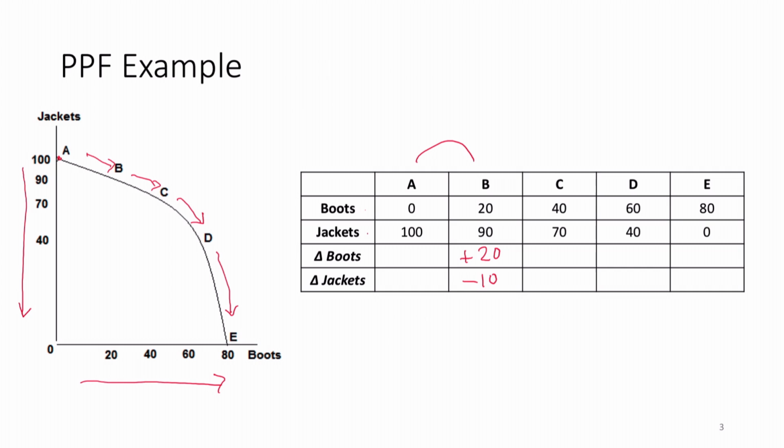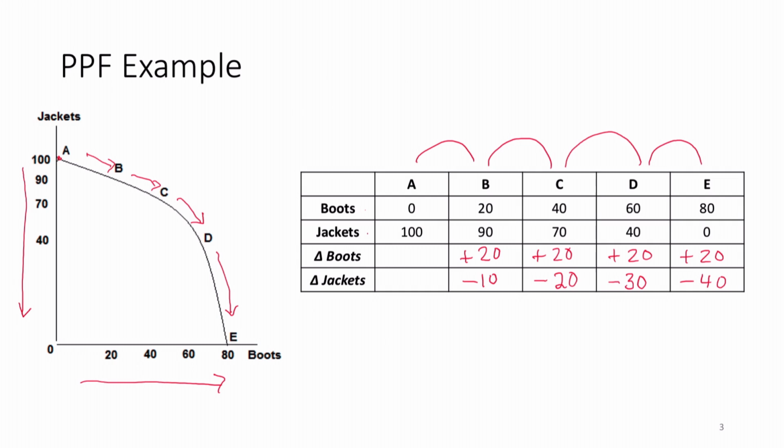As we move from point B to point C, again, producing 20 more boots, but now we have to give up 20 jackets. As we move from point C to point D, again, producing 20 more boots, but now we're giving up 30 jackets for those additional 20 boots. From point D to point E, again, 20 more boots, but now we're giving up 40 jackets.